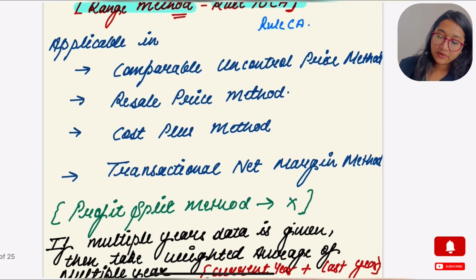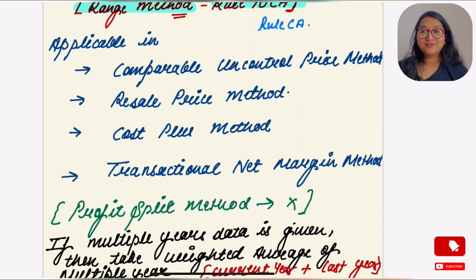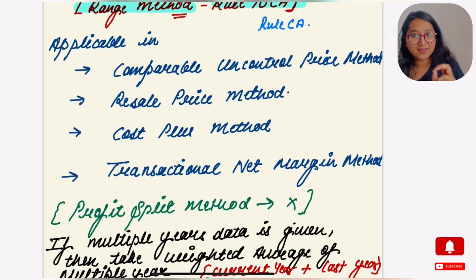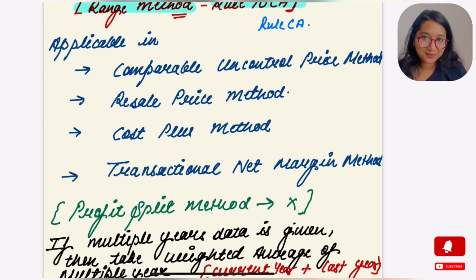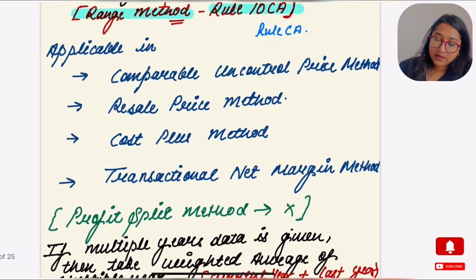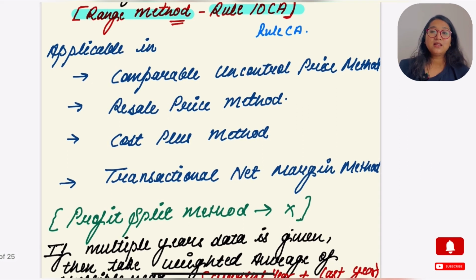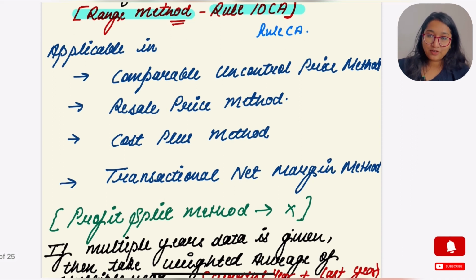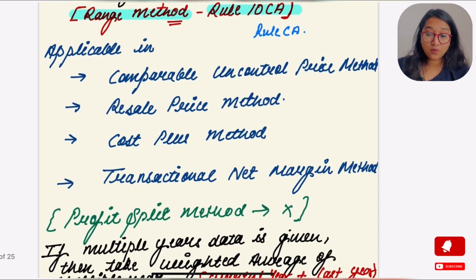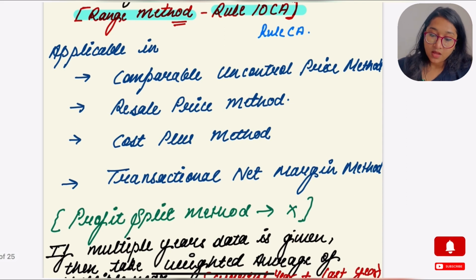So we have to find out which methods the range method is applicable to. We have 5 methods, do you remember? Under Section 92C the computation of arm's length price is done, right? So we are going for the range method, and there is some applicability: under some methods we don't apply the range concept. So we have to go through it now.